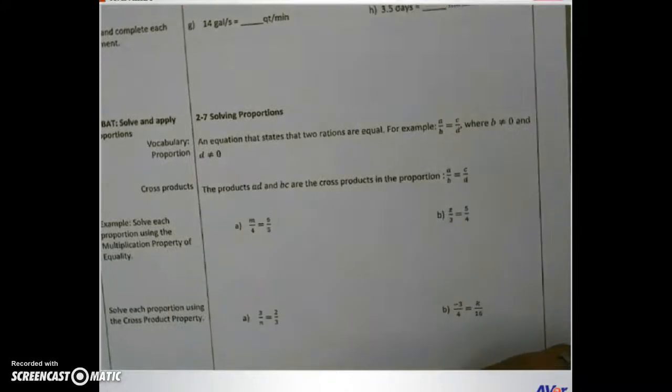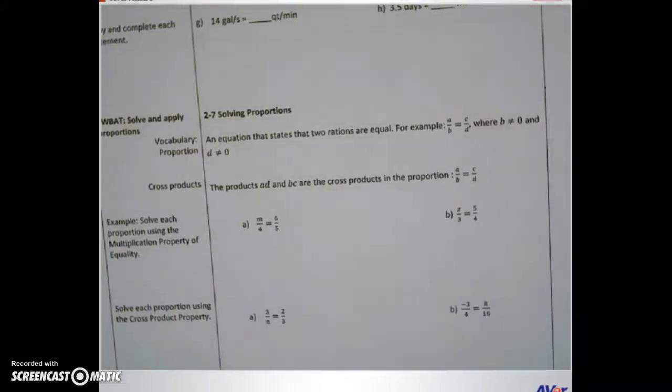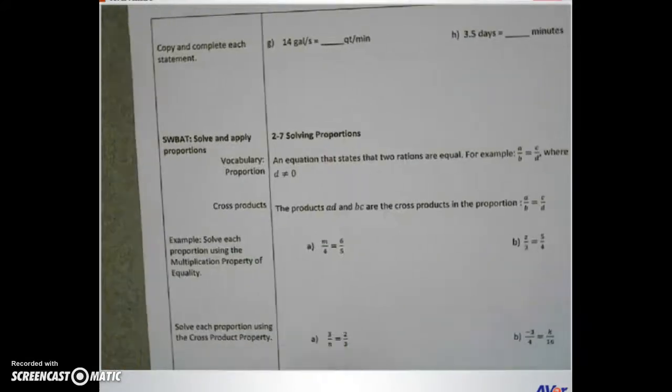So here we go. Complete each sentence. Now this is like a double conversion, because I want to go from 14 gallons per second. So this is gal per s, that's gallons per second. And I'm going to try to get to quarts per minute. My goal is to get to quarts per minute.